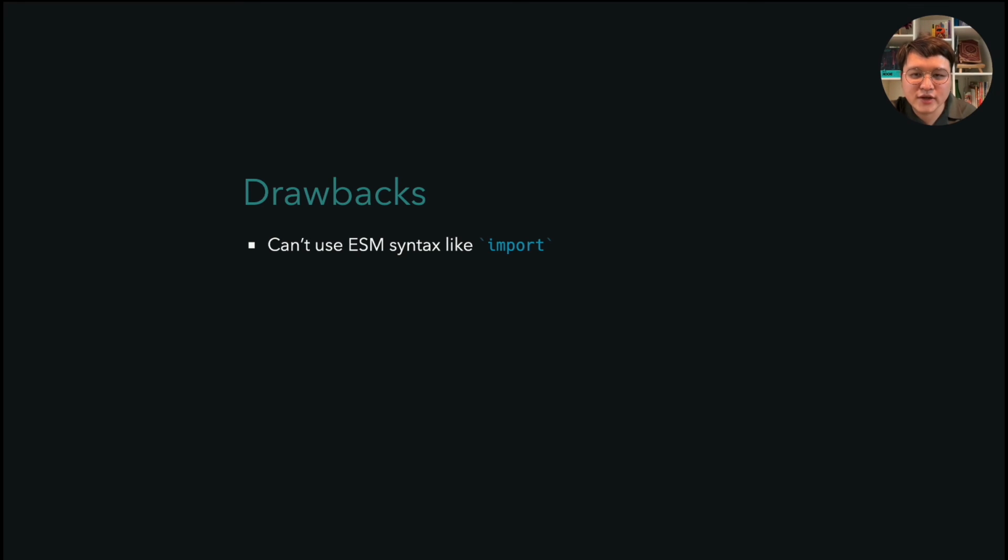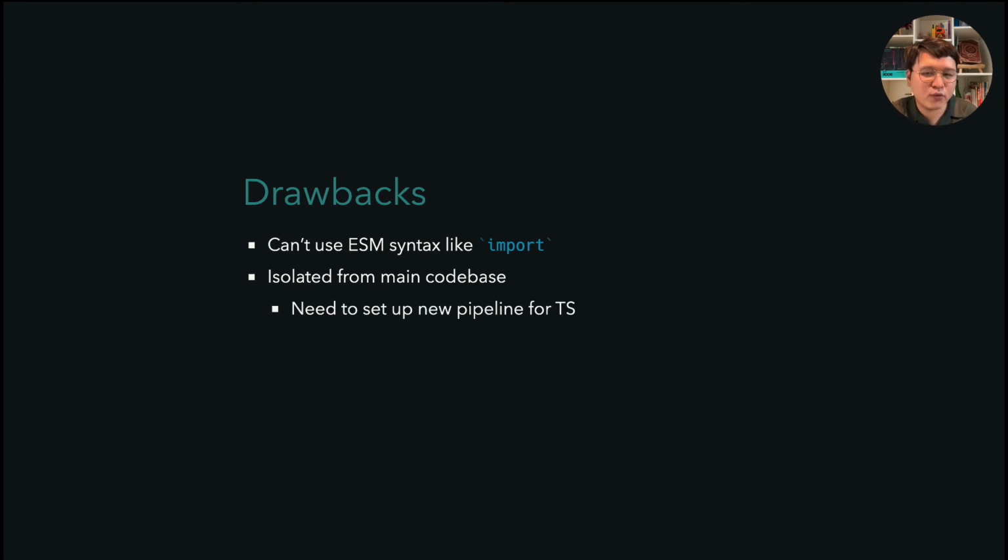The first one is you cannot use ESM syntax like import because you cannot use script type module. Script type modules will be deferred by default, so if you want to use it, then it will be called a bit later after SvelteKit has started initialization. And the code is isolated from the main code base. That means if you want to have the middleware in TypeScript, for example, you need to make sure to have its own pipeline to compile TypeScript to JavaScript.